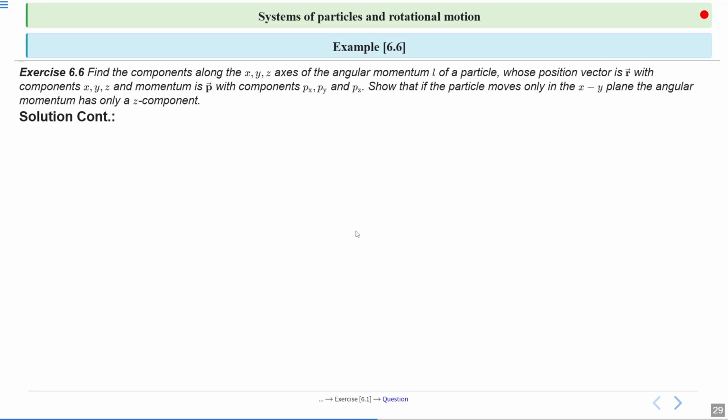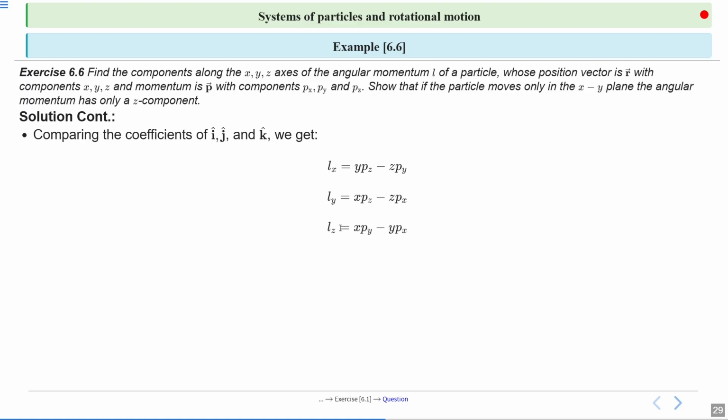Solving further, comparing the coefficients of i cap, j cap and k cap, Lx is equal to y pz minus z py, Ly is equal to x pz minus z px, and Lz is equal to x py minus y px.